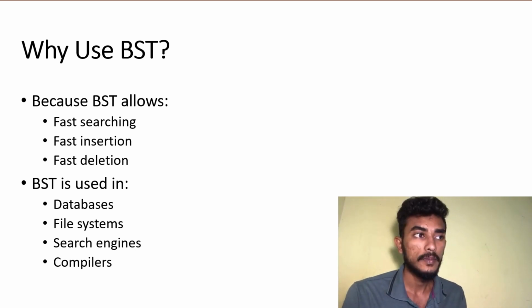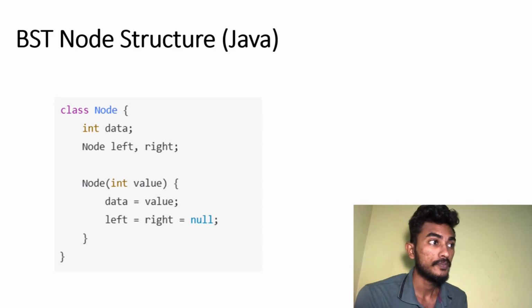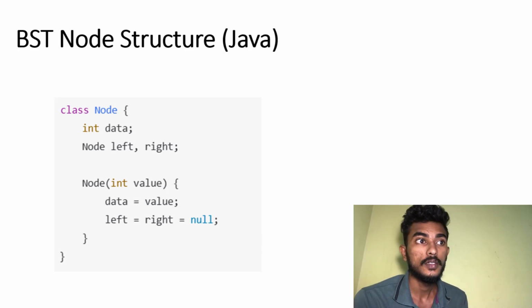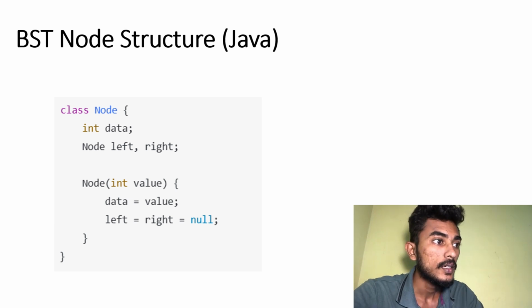Why use BST? Because BST allows fast searching, fast insertion, fast deletion. BST is used in databases, file systems, search engines and compilers. Let's move on to code implementation. First is the BST node structure. Using the Java programming language, you can see the structure code here.